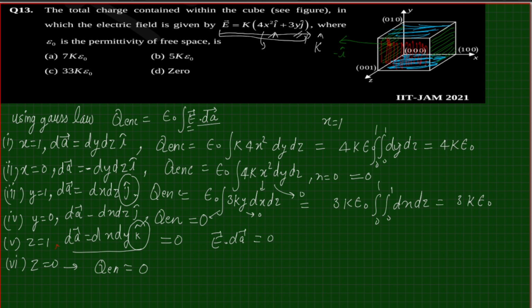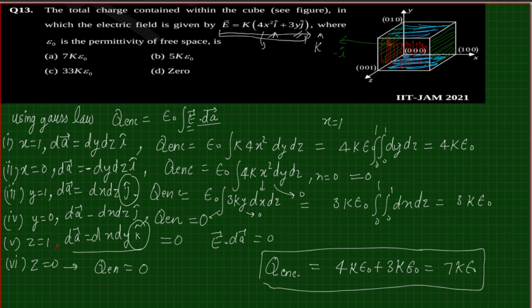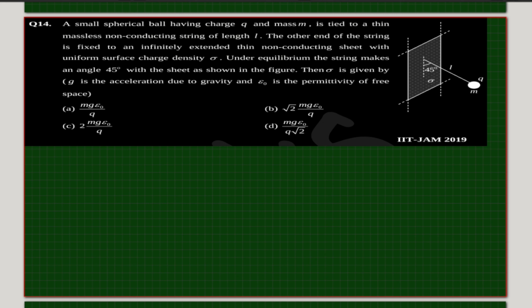So the total charge enclosed will be 4k epsilon naught plus 3k epsilon naught, only two surfaces, so that will be 7k epsilon naught. So total charge enclosed is 7k epsilon naught, so A is the correct option. Okay, let's come to the next question.